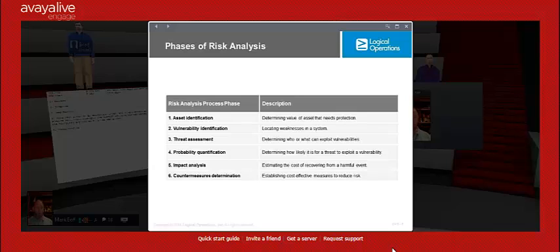So, for each of your threat-vulnerability pairs, you conduct that probability quantification. What's the likelihood? That's what risk analysis is: the likelihood of a particular threat exploiting a particular vulnerability. So the likelihood, how likely is it to happen, followed by the impact analysis. Okay, if it does happen, how much of a financial hit am I going to take?